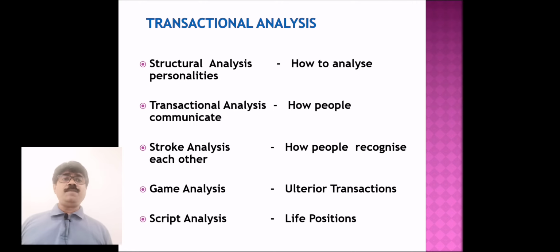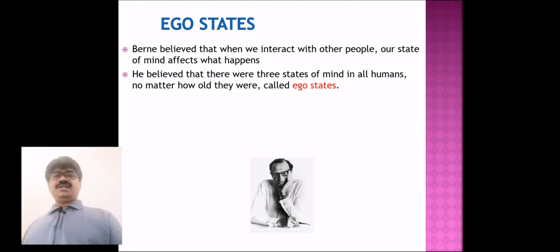Then if you want to understand how people recognize each other, you need to understand stroke analysis. There is something called a stroke between people, and we will try to understand that. And if you want to understand ulterior transactions, what do I mean by that? They say something else, but they mean something else, there are ulterior motives. Understanding people with ulterior transactions is known as game analysis. And finally, if you want to know how people put themselves in different life positions, that is known as script analysis. Now, we'll get into the detail of each one of these.